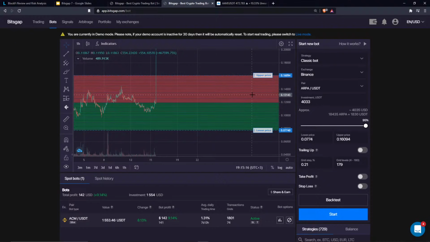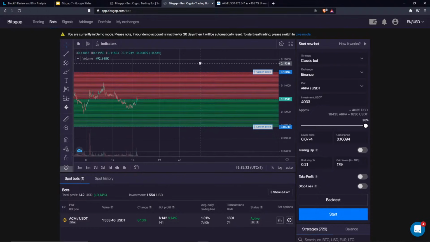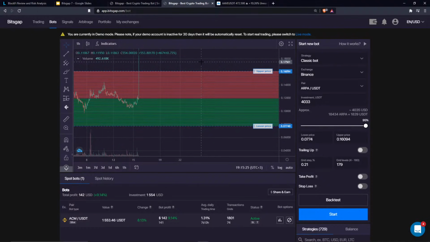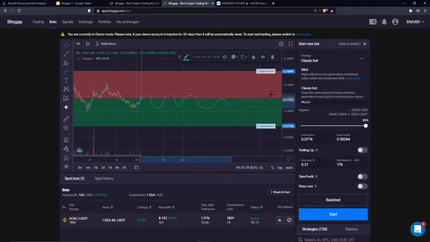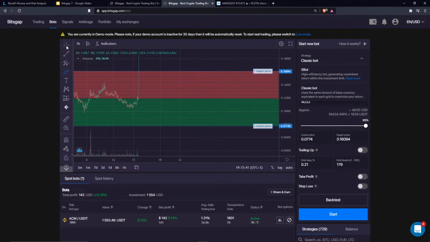And that's why I don't really want to elaborate on this, because this would require me to go into math details and all that stuff. But just to make it simple, the classic bot is for the rising market, if you think the price is going to move like this. And if you anticipate the market to move sideways like this, then SBot is your ultimate strategy here.